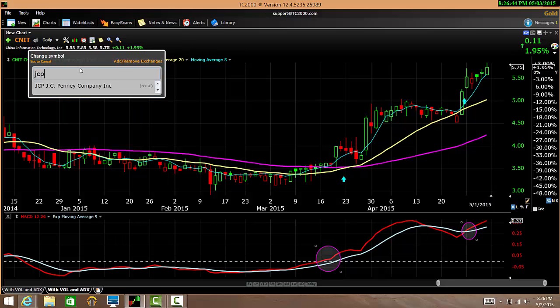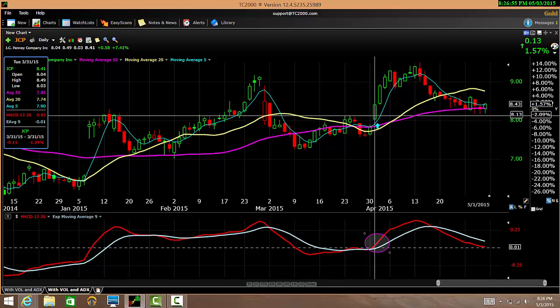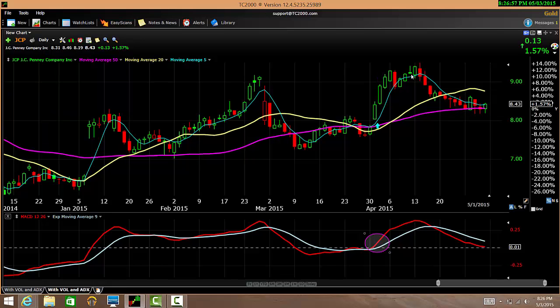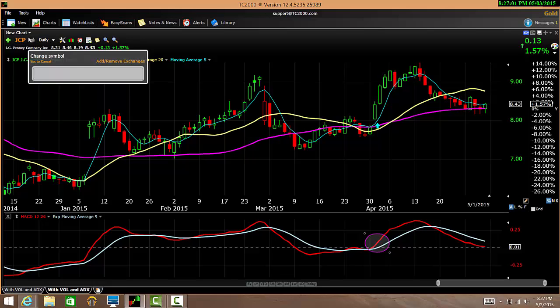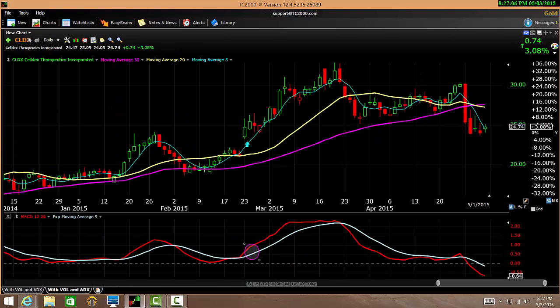Is JC Penney. And so we get a crossover here. It is above the zero line. So if you place the trade here, again, you get a nice move. Next chart is CLDX. Again, another crossover here. You place the trade here, and it is off to the races.